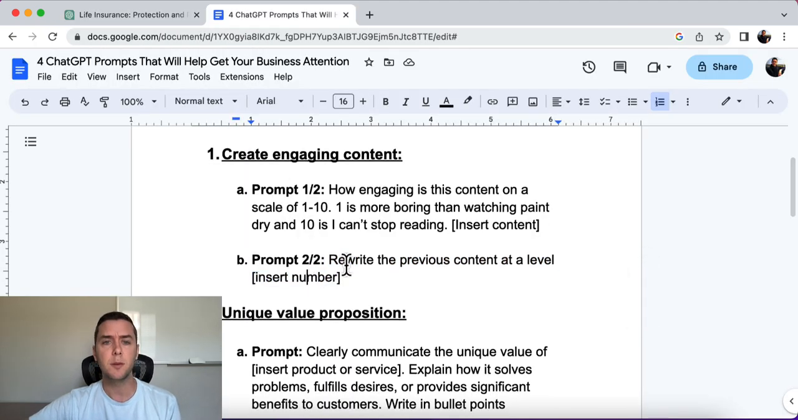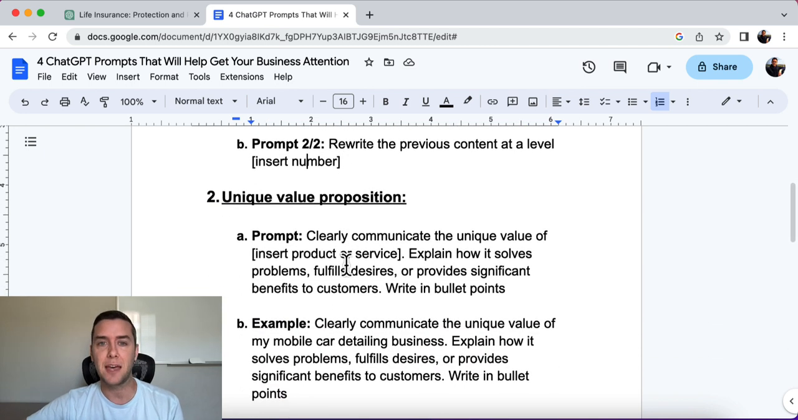Okay, number 2 is a unique value proposition. Do you have a unique value proposition within your business? If you don't, then you're probably struggling. This prompt is going to help you really communicate and articulate your business to clients and potential customers. Okay, this is significant. This is critical. We need to be able to articulate this to people that are ready to do business and ready to have their problems solved with our products or our services.